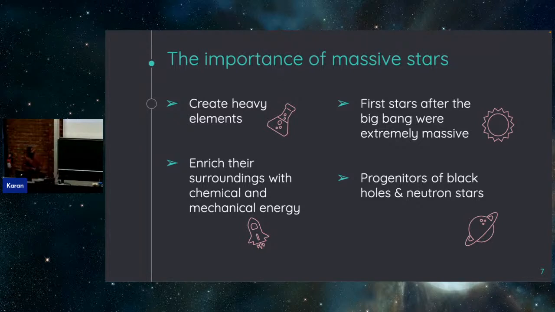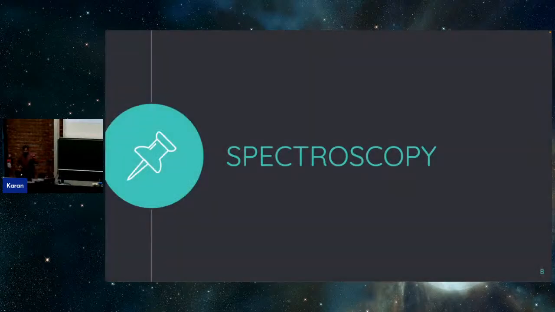And lastly, but not the least, they are the progenitors of black holes and neutron stars. So when they die, they leave behind these sorts of objects. And these are quite exotic objects that we are not quite sure about. We still need to learn a lot about them. Moreover, in binary systems, these neutron stars and black holes can merge and produce gravitational waves, which has been causing waves in our community for the past 5-6 years.